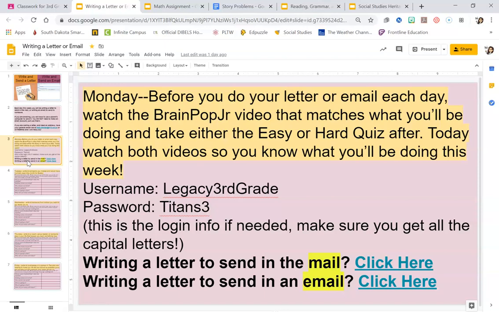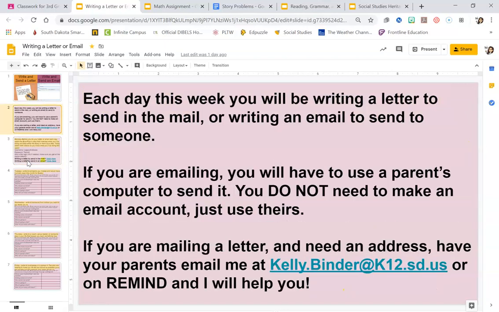So you're either going to choose to write somebody a letter or to send somebody an email. And remember on this one, on this slide, it says your student accounts aren't able to email, it's blocked. So you're going to have to use a parent's email. Ask a parent if they'll let you use their email to send one of your emails. If you need an address for somebody from school, go ahead and have your mom or dad email me or send me a message on Remind and I can help you get an address for somebody.